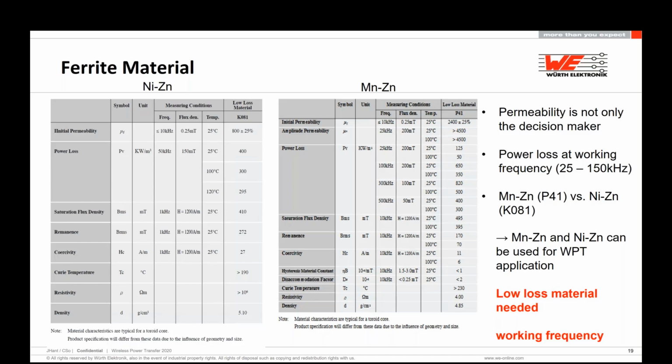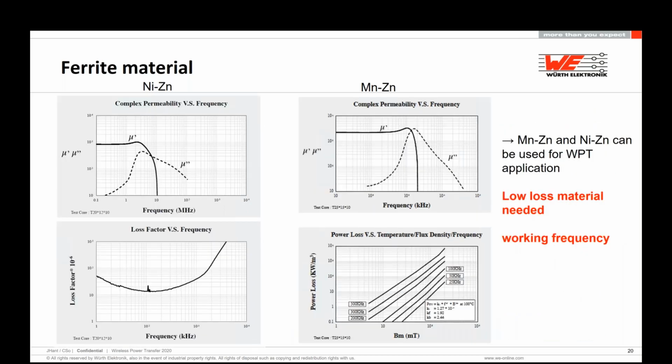We will have a look at the permeability curves. As you can see here, very important is that the permeability mu prime on both sides is very stable, in the range from 10 kilohertz up to 10 megahertz. With the manganese zinc it is also the same. But what differs is the mu double prime.